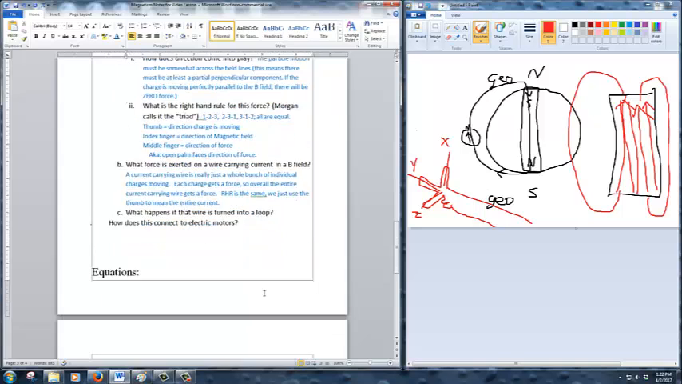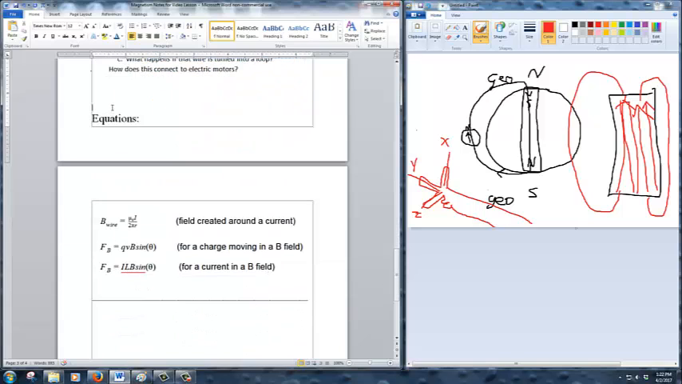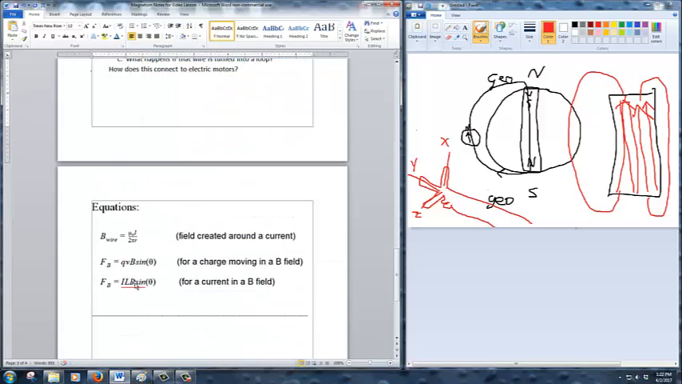And there's an equation for that as well. The equation is ILB sine theta. So it's kind of cool here. QV is a single charge moving at velocity v, and then IL is a current moving through a wire of length L. So if you know the flow of current and you know the size of the wire, that tells you the total amount of charges that are moving and how much they're moving.